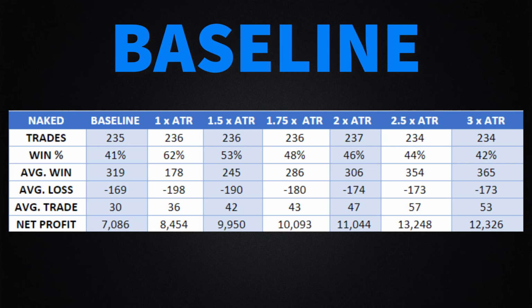So that performed better. 1.5 ATR performed better than 1. Okay, well, let's keep stretching it. 1.75 performed better than 1.5. Let's stretch it some more. 2 performed better than 1.75. And just to pause real quick, you can see that the win percentage does take a hit.